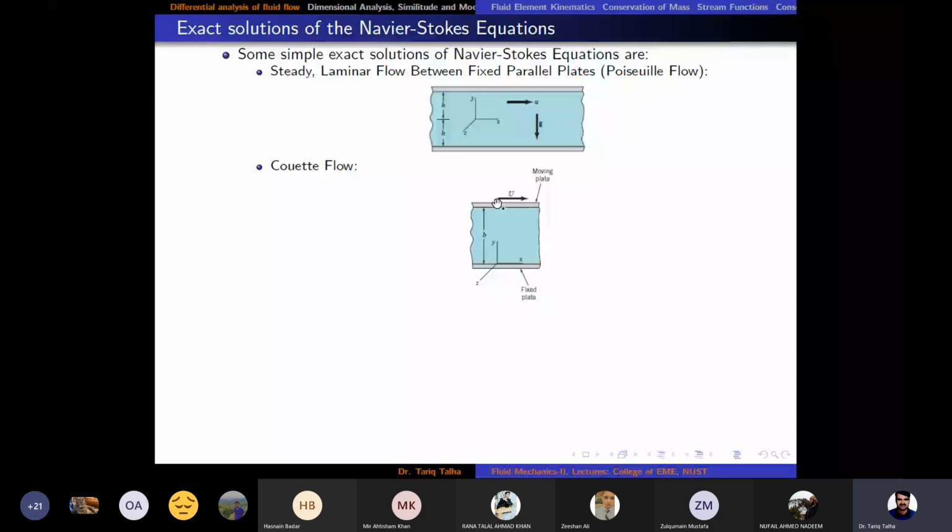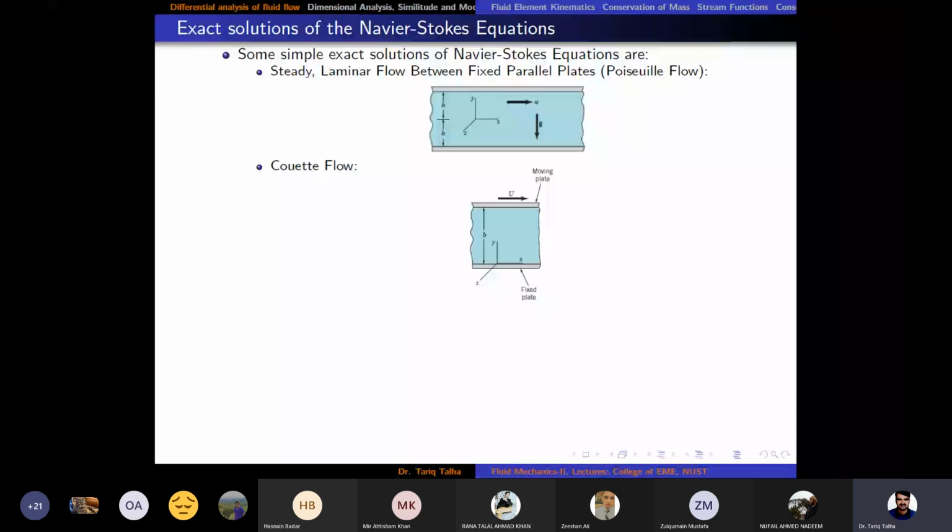Usually this type of flow occurs in a ball bearing, because if we take the ball bearing, even though it is a circular object, we can flatten it out. In that, the inner surface is stationary and the outer surface is moving with the rotor shaft.